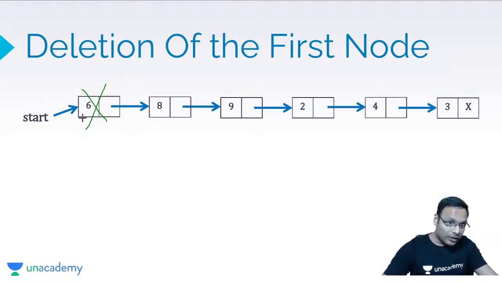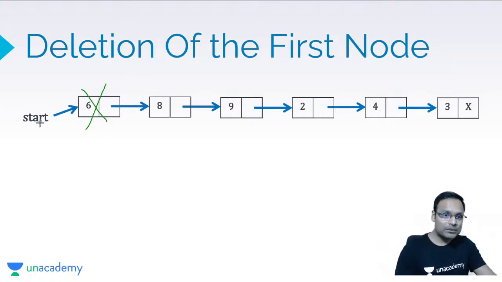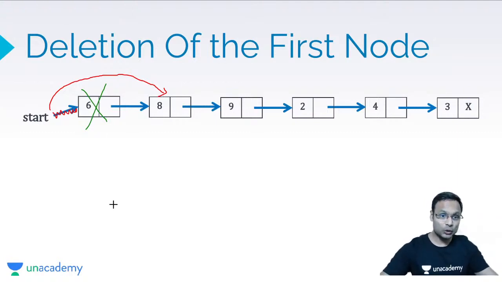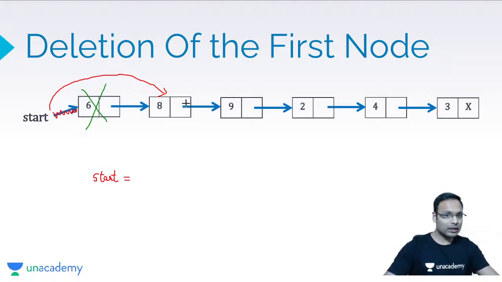Now, exactly if I remove this particular first node, then the second node becomes my first node. If second node becomes my first node, then my list pointer should point to my second node. So what updation I'll have to do for deletion? I'll have to update my start pointer by the address of second node.